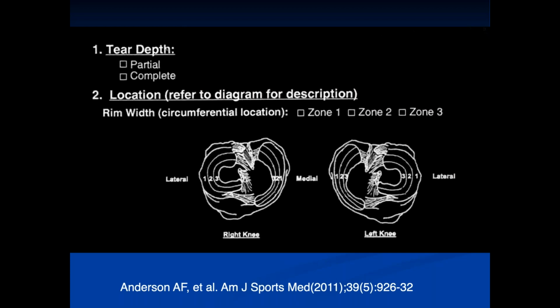So the things that they felt needed to be described for a full description would be the depth of the tear, whether it's partial or a complete tear, and the location. And then they like to use these diagrams for location. This is the right knee and the left knee, and they have zones 1, 2, and 3 through the meniscus itself, as we can see here. This is a right knee and that's a left knee. So that's one area. So they like to have which zone is primarily involved with the tear.